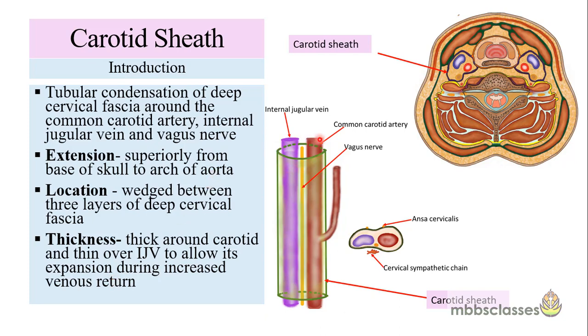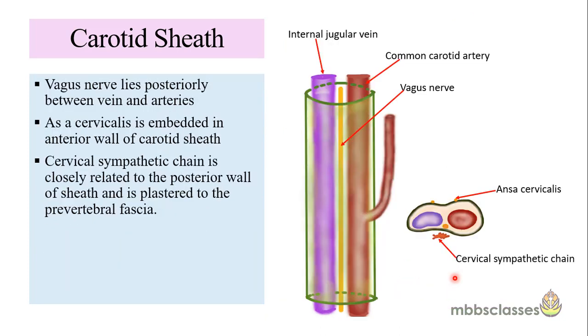If you see here, this is the carotid sheath which is enclosing the internal jugular vein, common carotid artery, and the vagus nerve, which is present inside the sheath, whereas the ansa cervicalis and the cervical sympathetic chain are present outside the sheath. Ansa cervicalis is present in the anterior part and the cervical sympathetic chain is present in the posterior aspect. The vagus nerve lies posteriorly between the vein and the artery. And the cervical sympathetic chain is related to the posterior wall and is plastered to the prevertebral fascia.